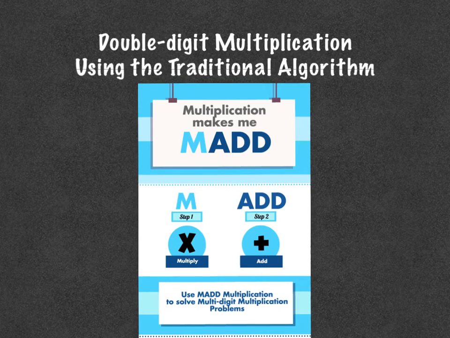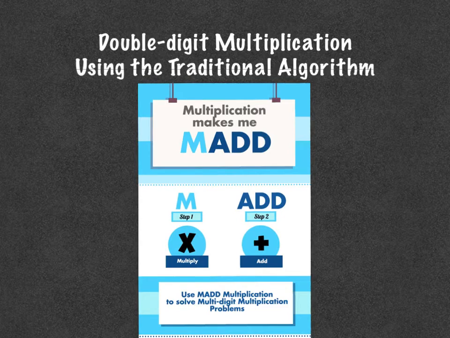Okay, everybody, today we're going to talk about double-digit multiplication, and we're going to use the traditional algorithm. By traditional, I mean the one that's been used for a long time. This is the algorithm that I learned when I was a kid, and chances are your parents learned it as well, and maybe their parents before that.